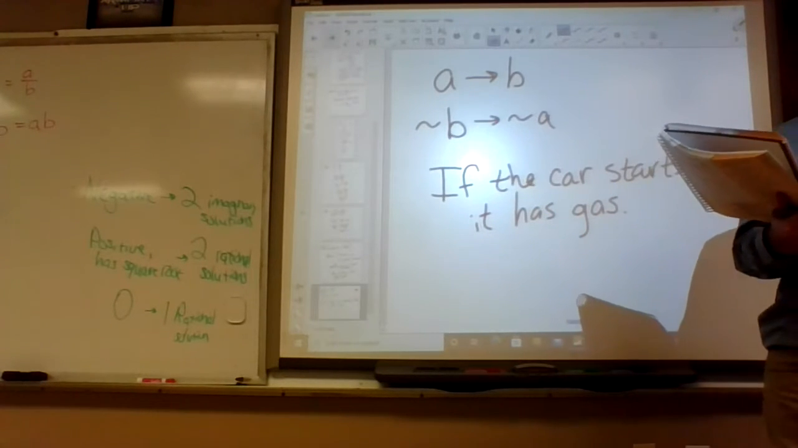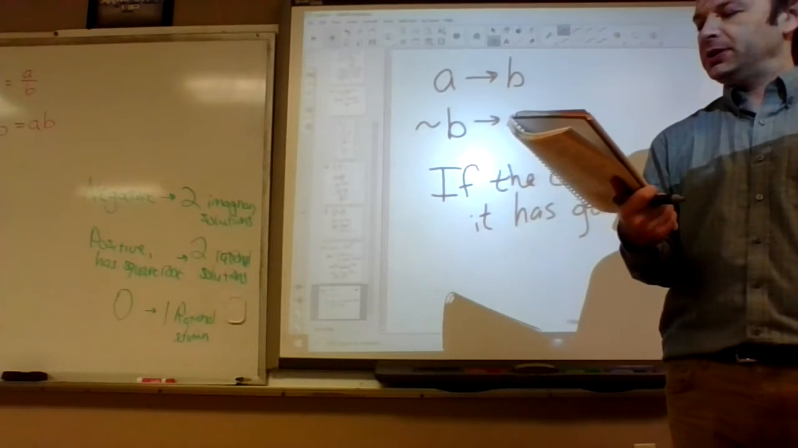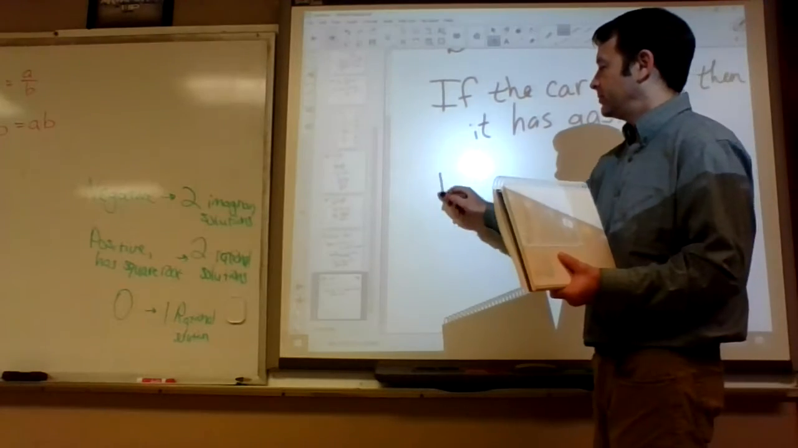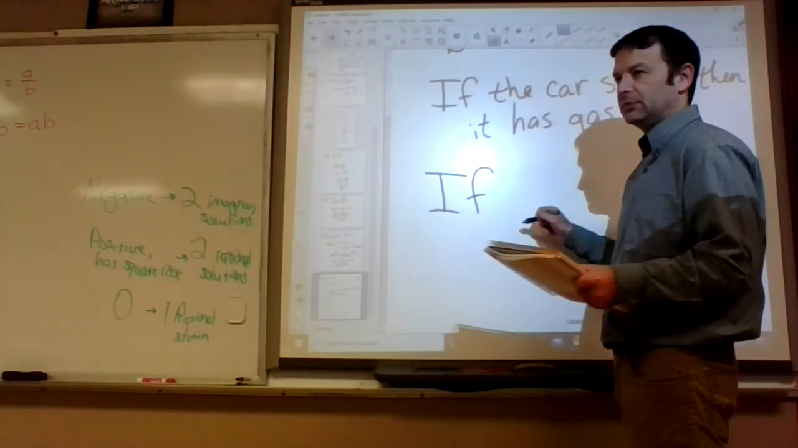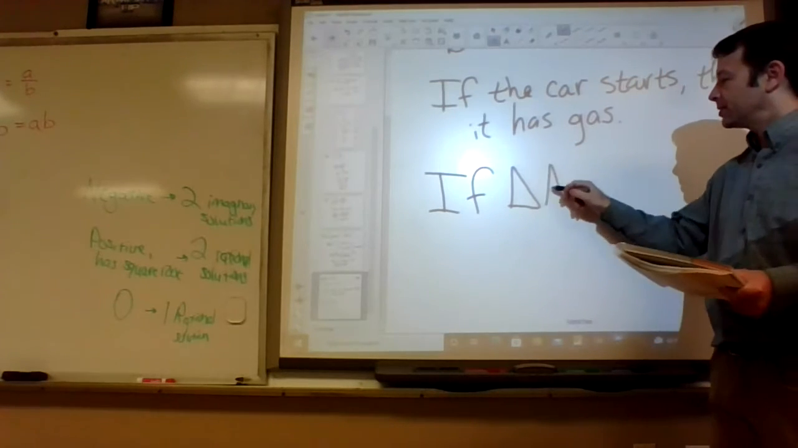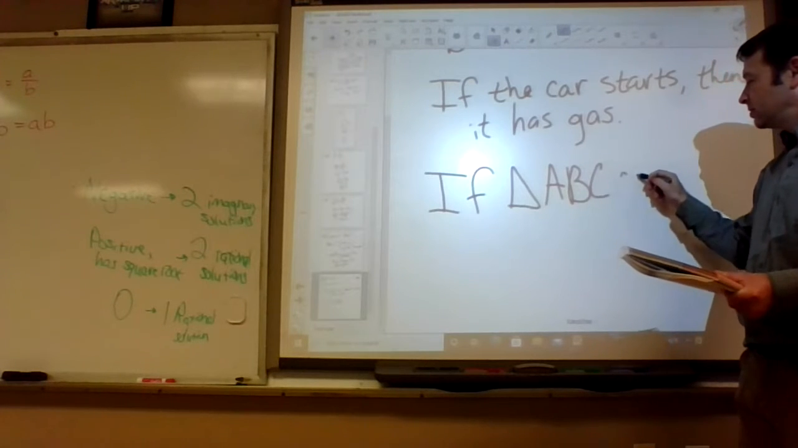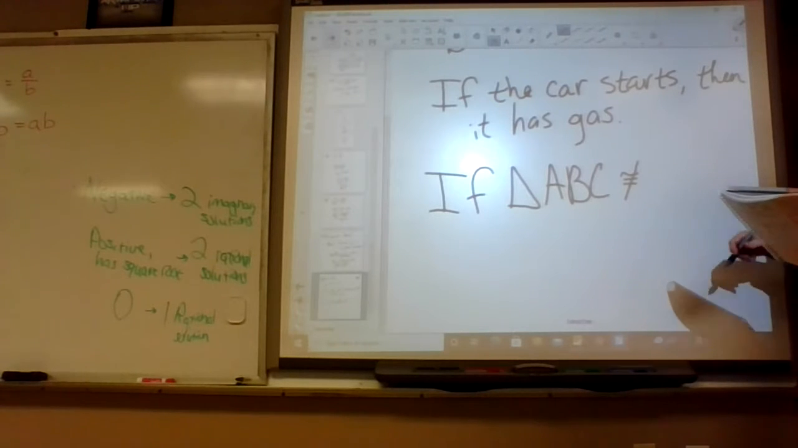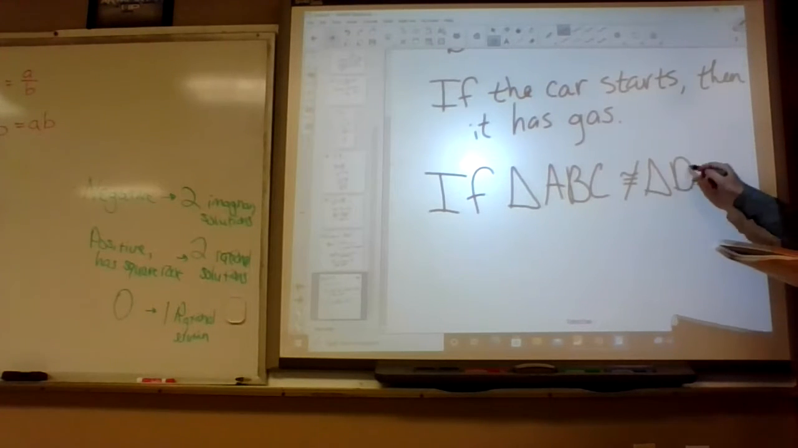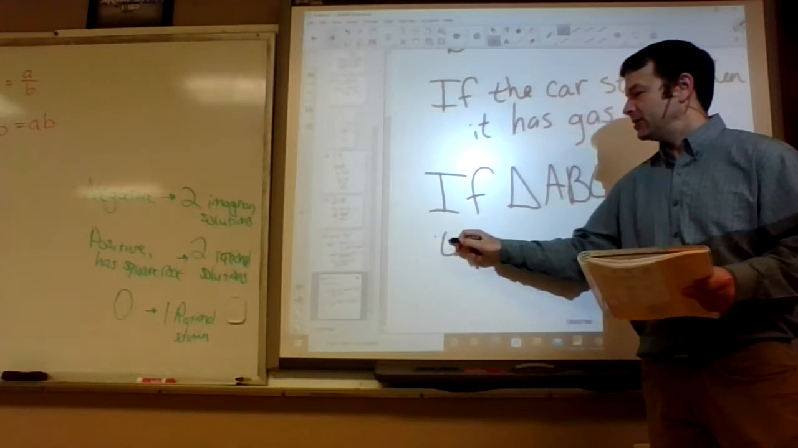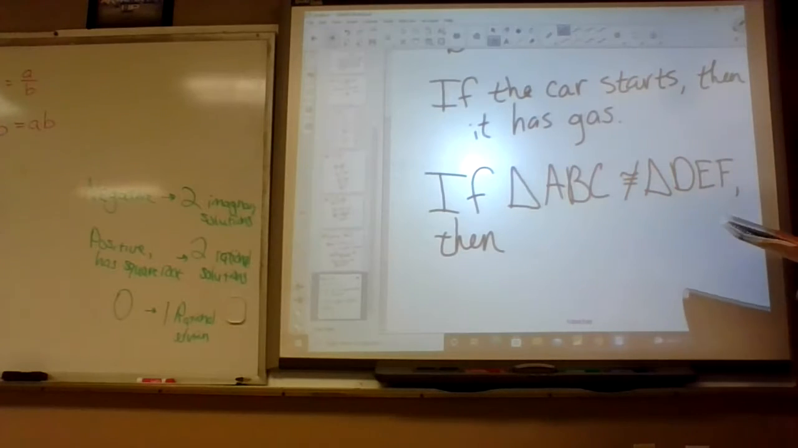So on number 7, if angle 1 is congruent to angle 3, then triangle ABC is congruent to triangle DEF. So what would be the contrapositive? If triangle ABC is not equal to. Right, it's not congruent. So guess what they put for not congruent? Congruent with a line through it. Yeah. If triangle ABC is not congruent to triangle DEF, comma, then angle 1 is not congruent to angle 3.